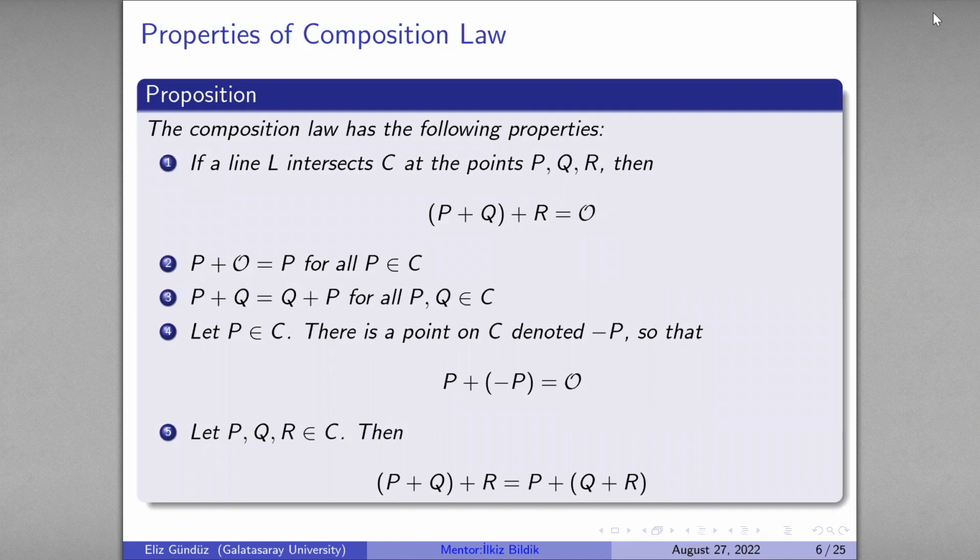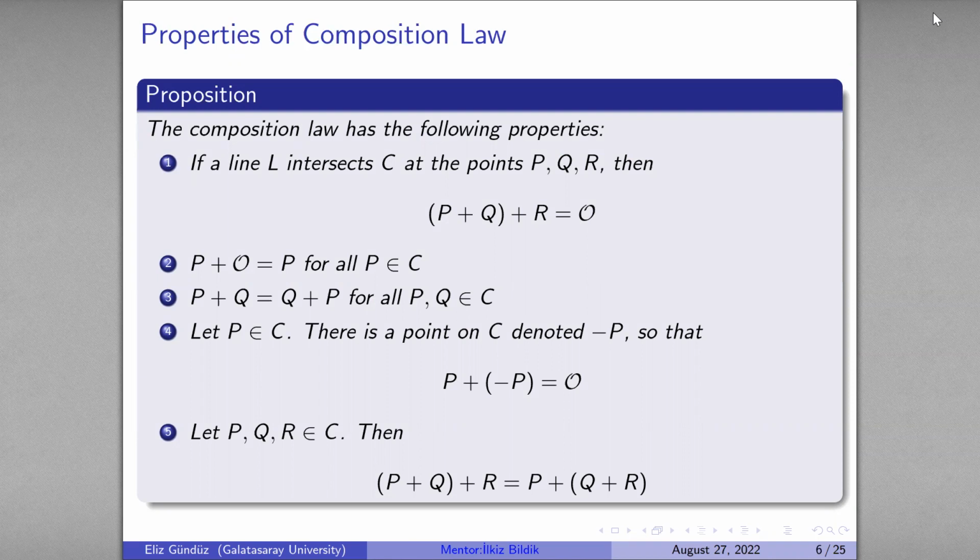Let's examine some features of the structure we built on the last slide. First of all, if three points are collinear, which means that they are on the same line, their sum will be the point at infinity. And we have an identity element, which is the point at infinity.